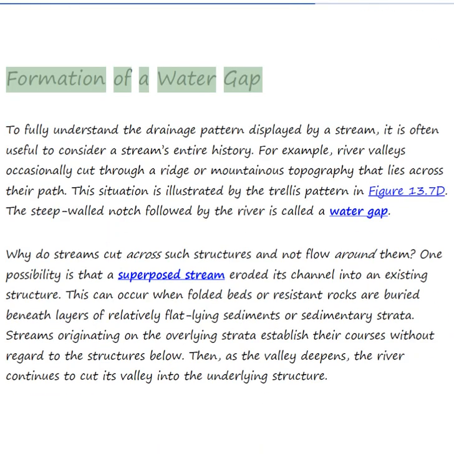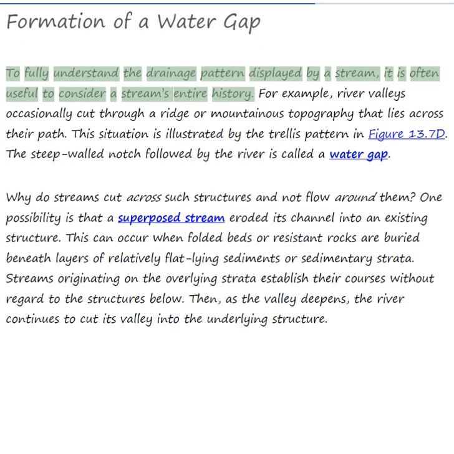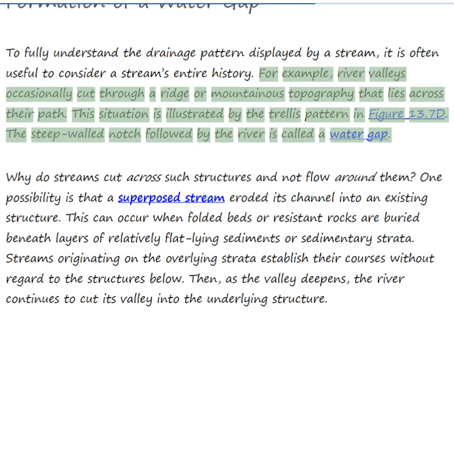Formation of a water gap. To fully understand the drainage pattern displayed by a stream, it is often useful to consider a stream's entire history. For example, river valleys occasionally cut through a ridge or mountainous topography that lies across their path. This situation is illustrated by the trellis pattern in Figure 13.7d. The steep-walled notch followed by the river is called a water gap.